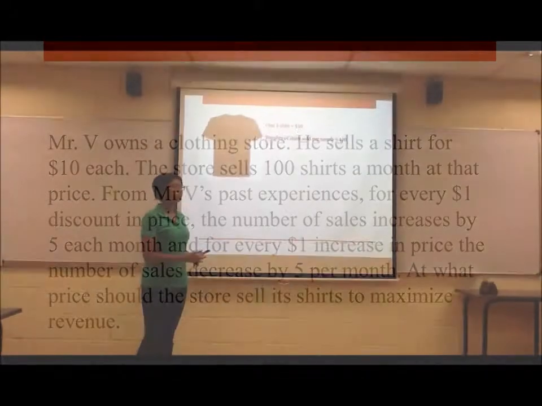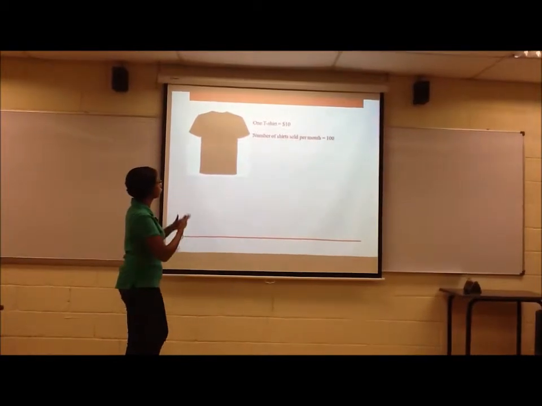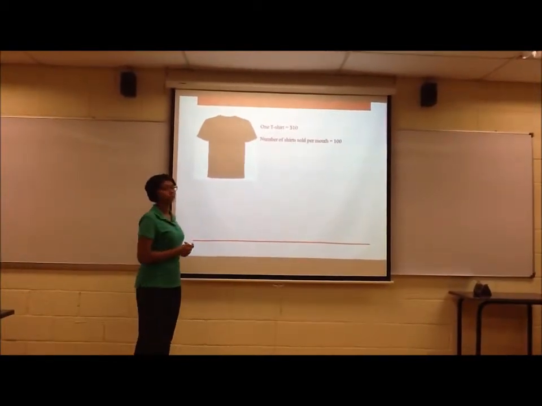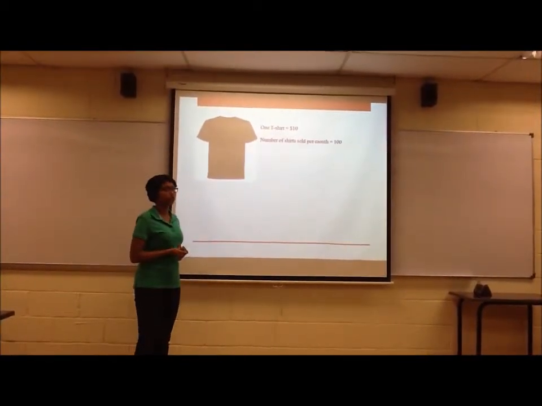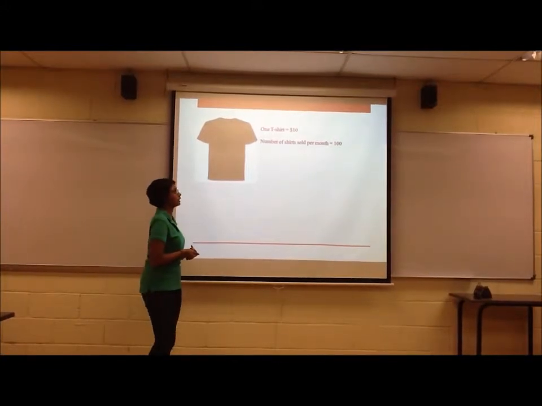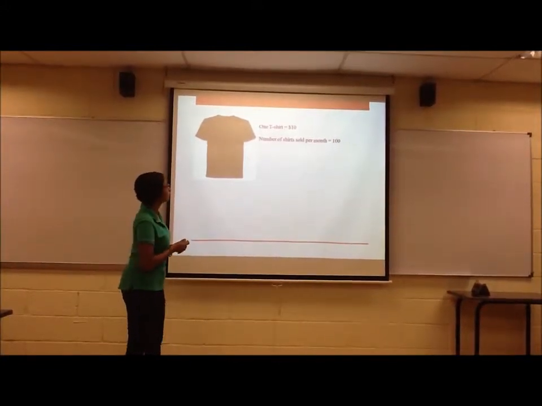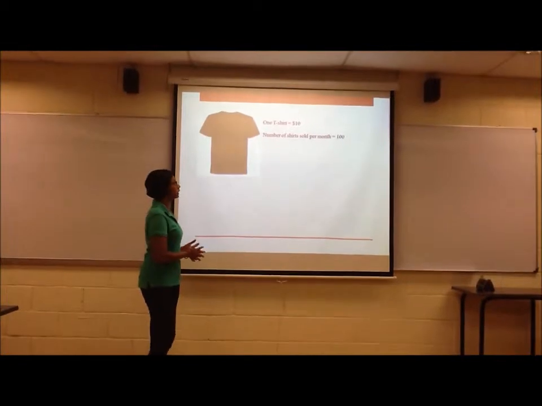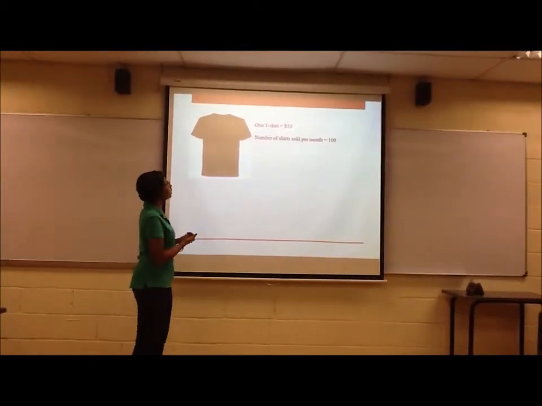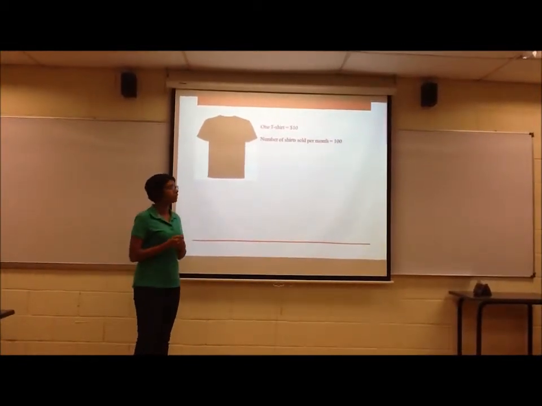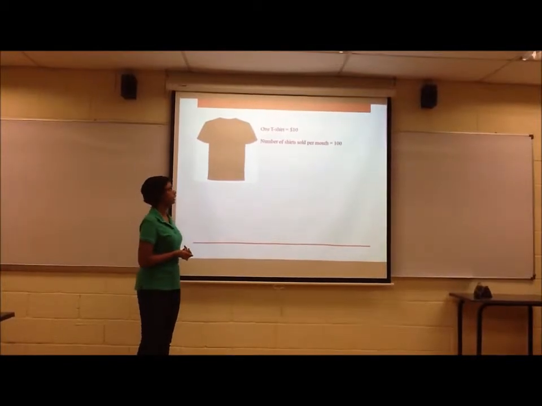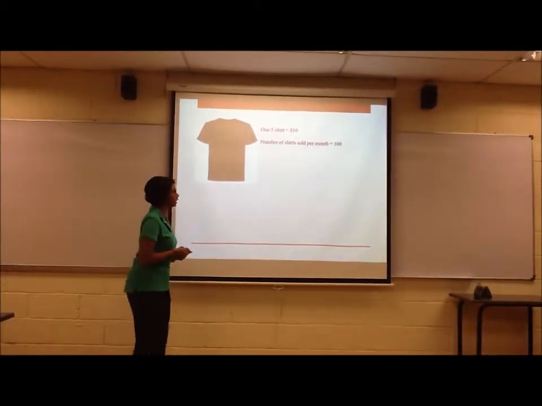So from the question previously, we get the information as follows. We know that one t-shirt is sold at a price of $10 and the number of shirts sold per month is 100 t-shirts.